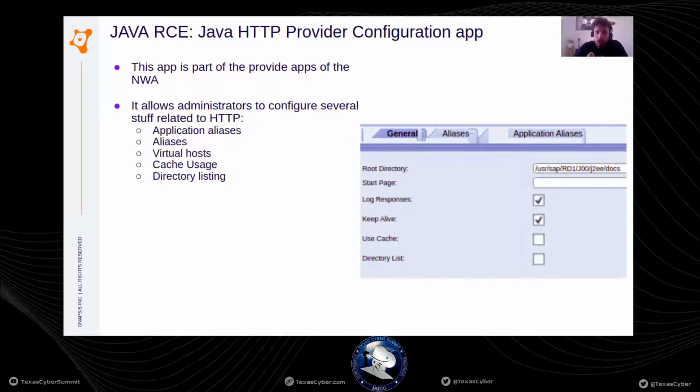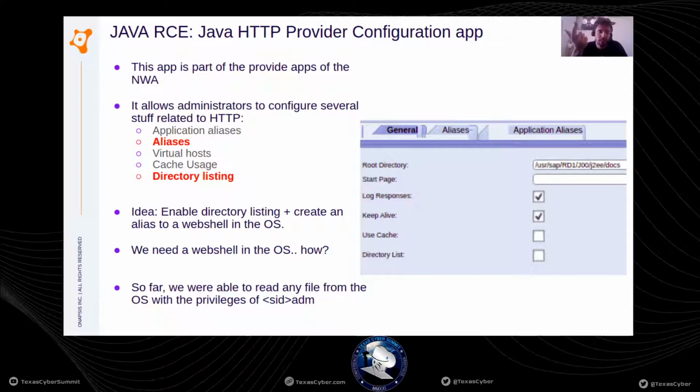Also, you can define virtual hosts, the cache usage, and you can activate directory listing. So if you pay attention, I mentioned directory listing and aliases, right? Combining those two things, you activate an alias in order to link a particular URL to an OS directory or OS file, and then browse that file because you have the directory listing activated. Is that possible? Yes, it is possible. And with that, an administrator user will already be able to read files from the OS.